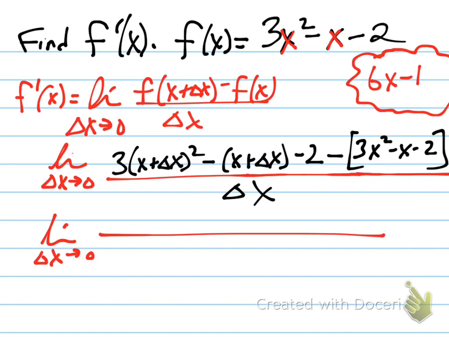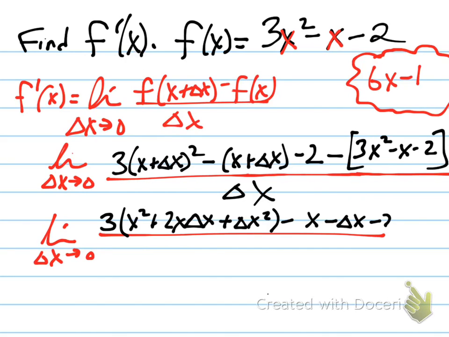Let's go ahead and expand the numerator here. Using the fact that this is a binomial squared, this would be 3 times x squared plus 2x delta x plus delta x squared, minus, distributing, x minus delta x minus 2, and distributing the other negative, minus 3x squared plus x plus 2, all over delta x.